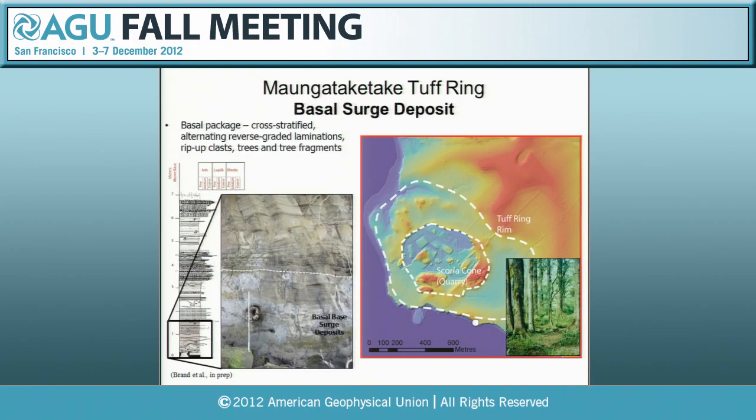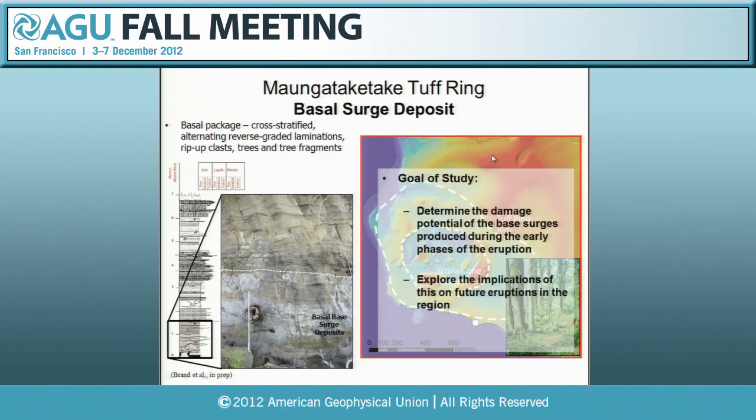What's interesting and unique about this particular eruption is that the early base surges knocked down a young forest of podocarp trees up to about this location from source. So the goal of this study is to use the distribution and the types of these trees to constrain dynamic pressures, similar to an earlier talk in the session, and then apply a quantitative numerical model to understand the dynamics of these currents and the damage potential in the Auckland volcanic field and elsewhere for similar eruptions.